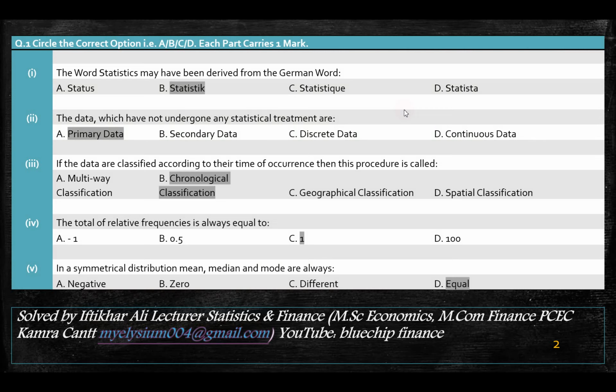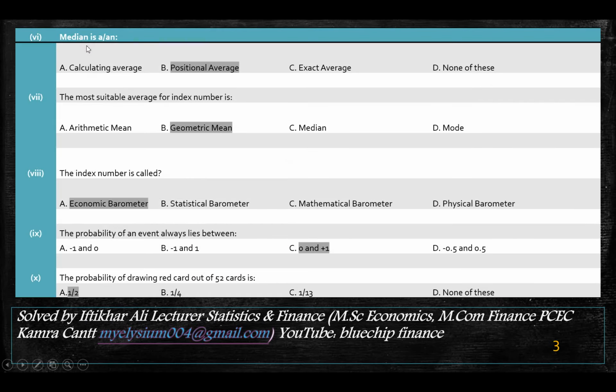MCQ number 4, the total of relative frequencies is always equal to, correct option C, 1. In a symmetrical distribution, mean, median and mode are always equal, correct option D. MCQ 6, median is an, correct option is positional average. MCQ number 7, the most suitable average for index number is geometric mean. The index number is called economic barometer.